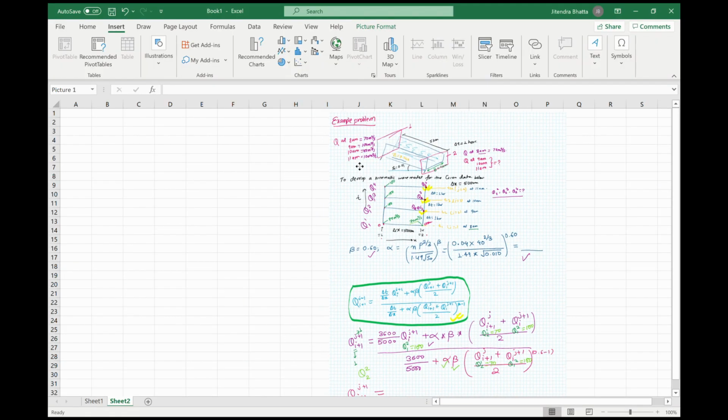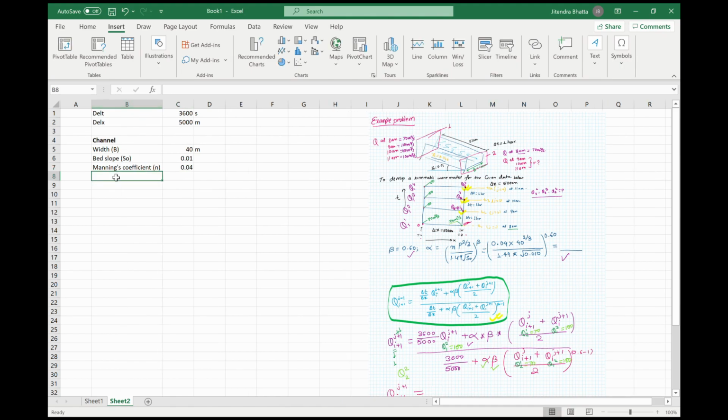Now this was our problem. Now we are given del t as 1 hour, so this equals 3600 seconds. Del x is given as 5000 meters. Now for the channel, we are given the width of the channel, b, as 40 meters, and we are given our bed slope S0 as 0.01. We are given Manning's coefficient n as 0.04. Now we have to find beta. For Manning's equation it is given as 0.6.